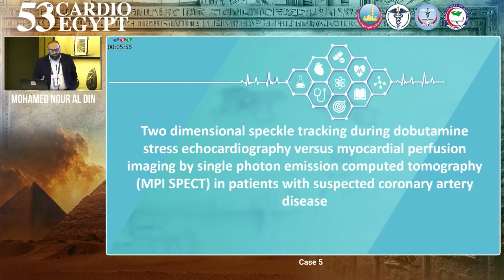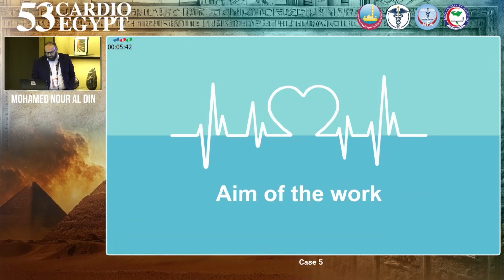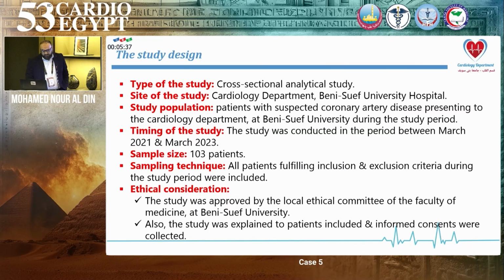So, with these cases, we have our own experience at Pennsylvania University. It's my MD thesis: two-dimensional speckle tracking during dobutamine stress echocardiography versus myocardial perfusion imaging to diagnose patients with suspected coronary heart disease. The aim of the work is to compare both tests. It was a cross-sectional analytical design study done in the cardiology department, Pennsylvania University.